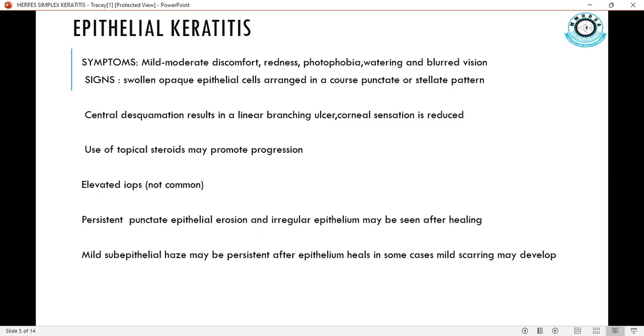And then you'll also see some persistent punctate epithelial erosions, and irregular epithelium may be seen after healing. And then there'll be mild subepithelial haze, which will be persistent after the epithelium heals. So those are the signs and symptoms of a patient who is having epithelial keratitis.